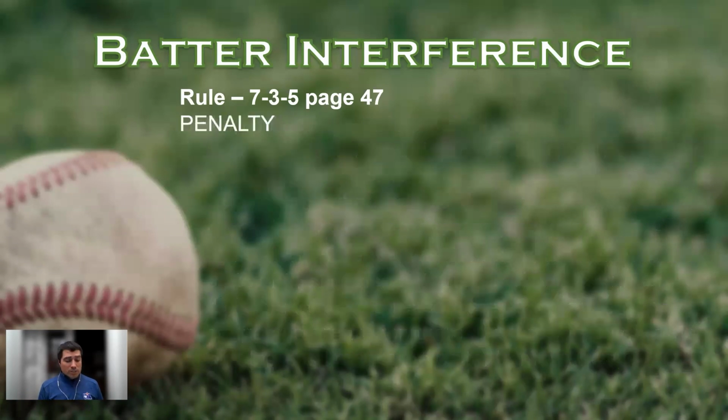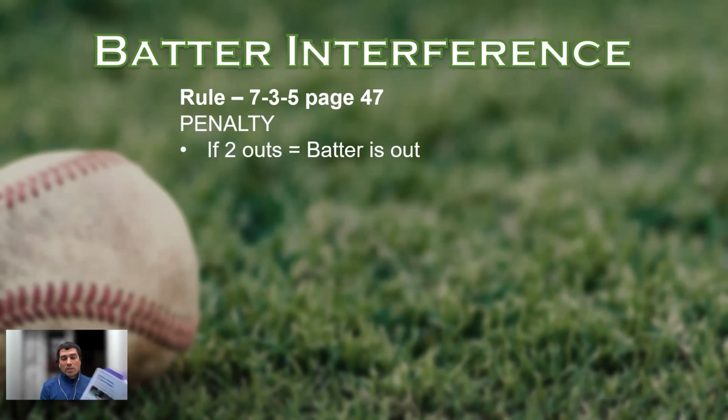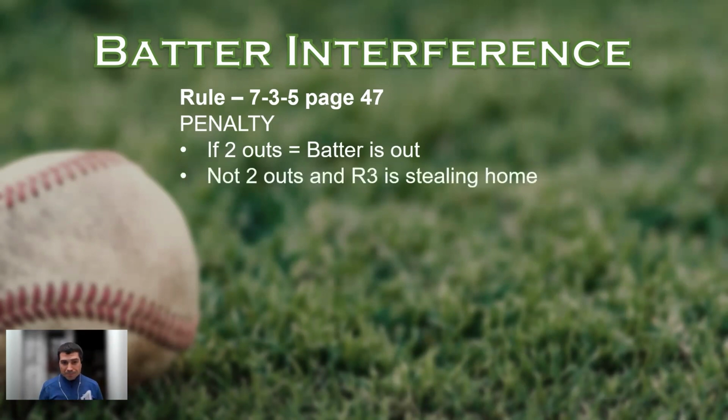So what's the penalty on this? Those penalties are right down below it. And I'm outlining it a little differently than the rule book states it. So when we have batter's interference, you're going to call it, that's interference. And then if there's two outs in the inning, this is real easy. The batter is out. In every situation, if there's two outs, the batter is going to be out, period, no matter what. He interfered, he's going to be out with two outs.